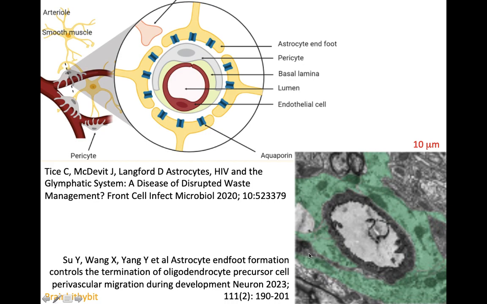And while it is drawn like a very neatly arranged unit, in real life it is much more flowing like a river, because this is an electron microscopic image with a scale of 10 micrometers, where you can see the capillary, the astrocyte end feet in green, and the paracellular space going here.